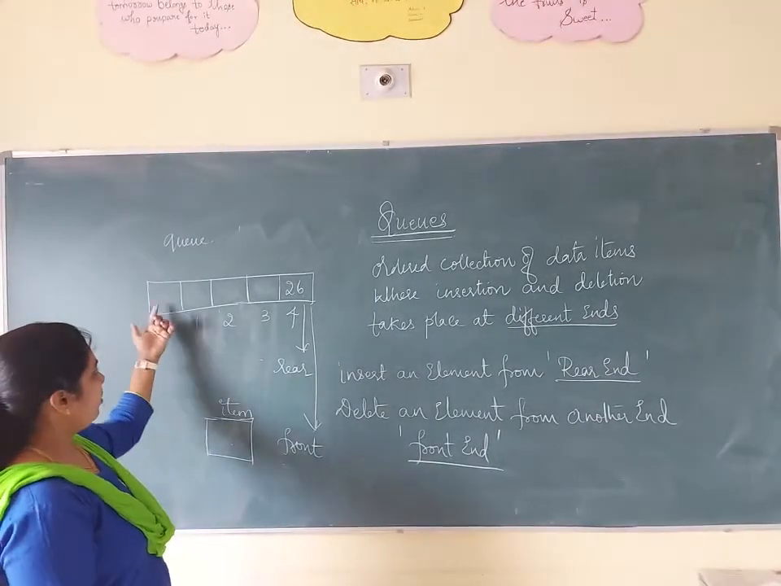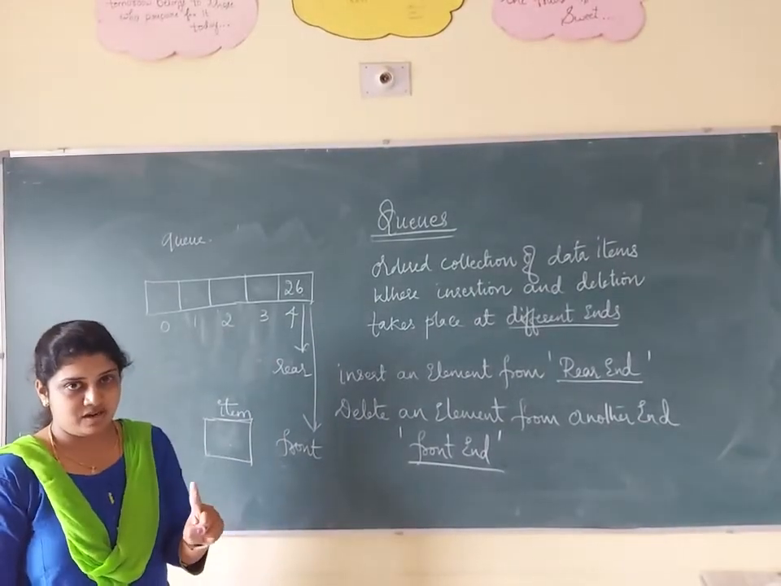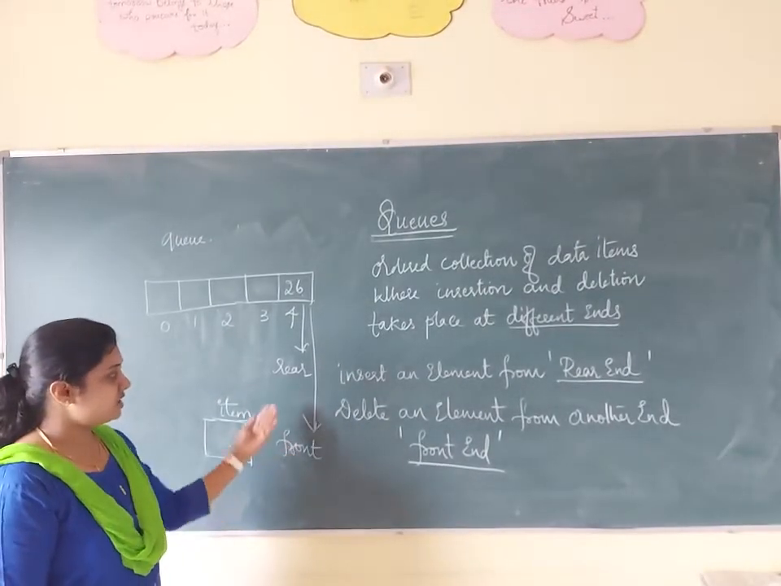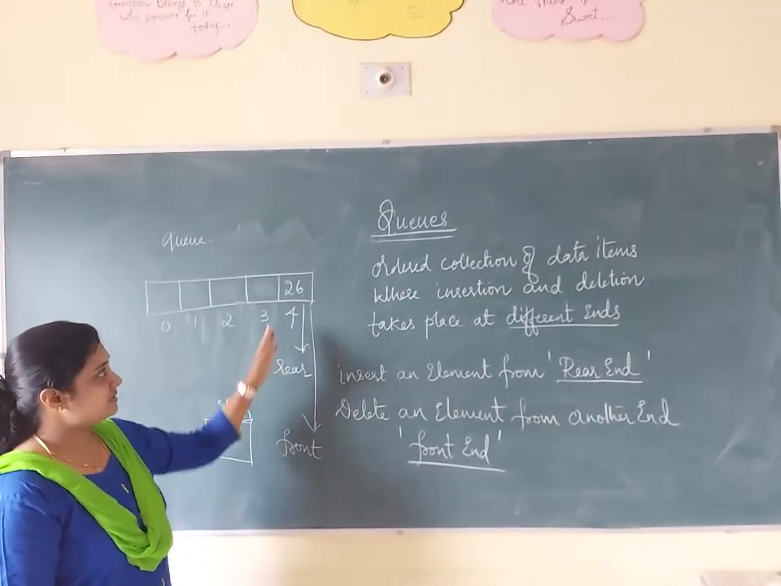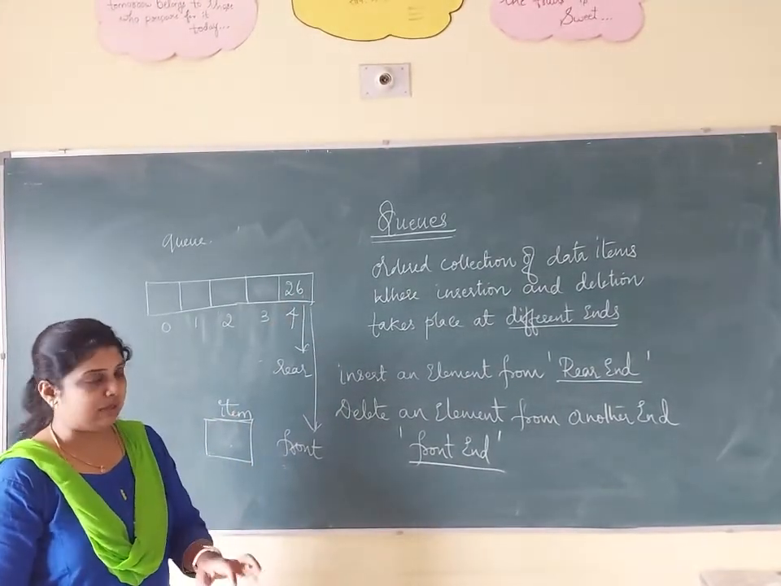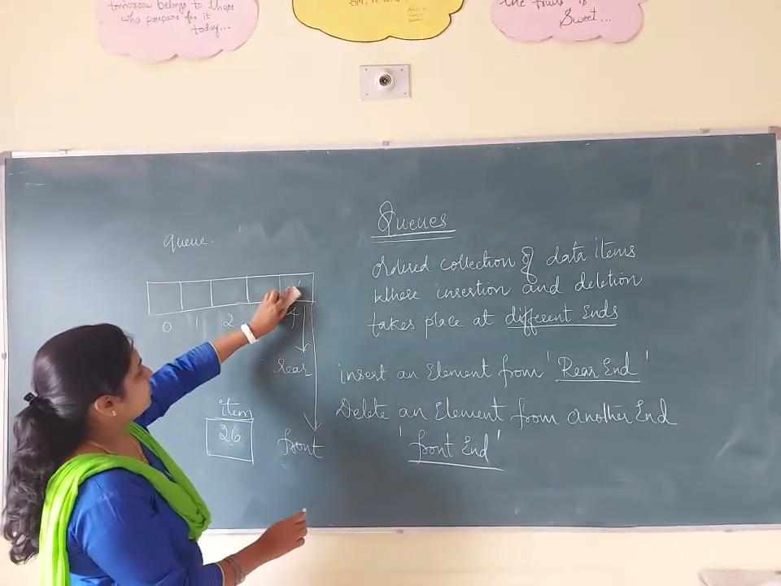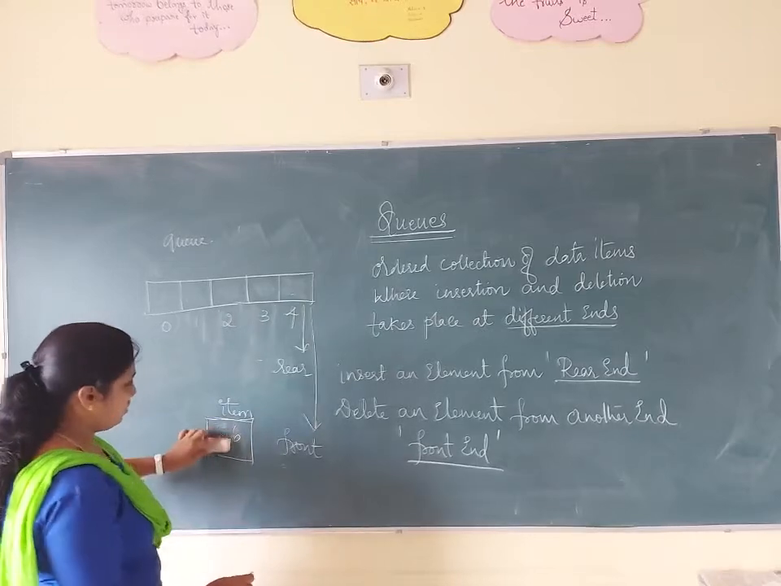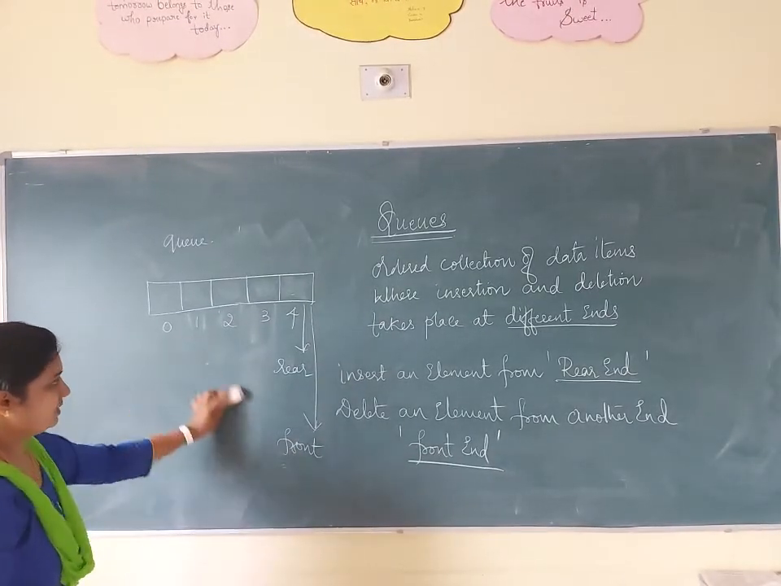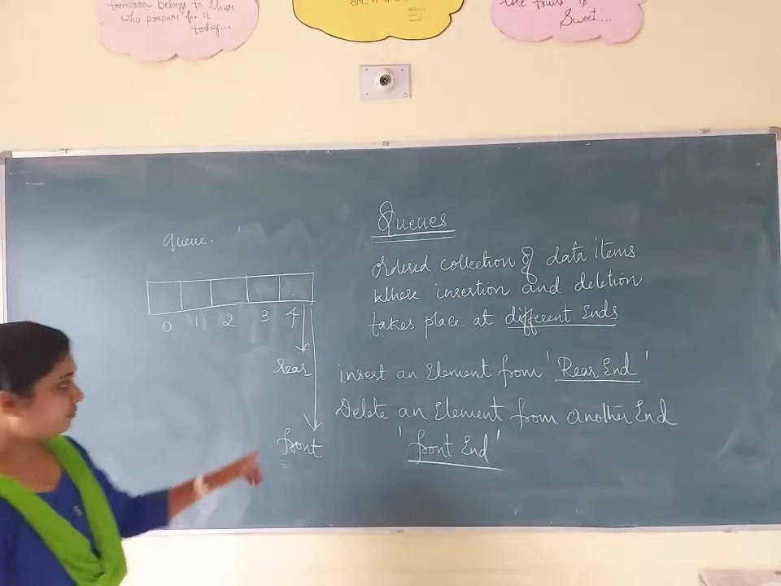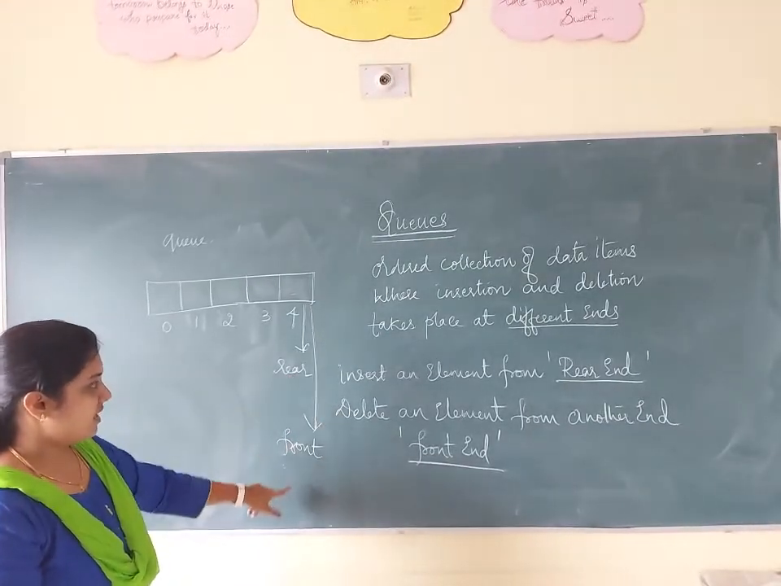You check it here. We have taken 5 elements. How many elements are left out? Only 1. Clear with the concept? If front and rear are pointing to the same location, it indicates that we have only one element, and 26 will be stored here, and it is automatically deleted. So now here rear and front are at what?